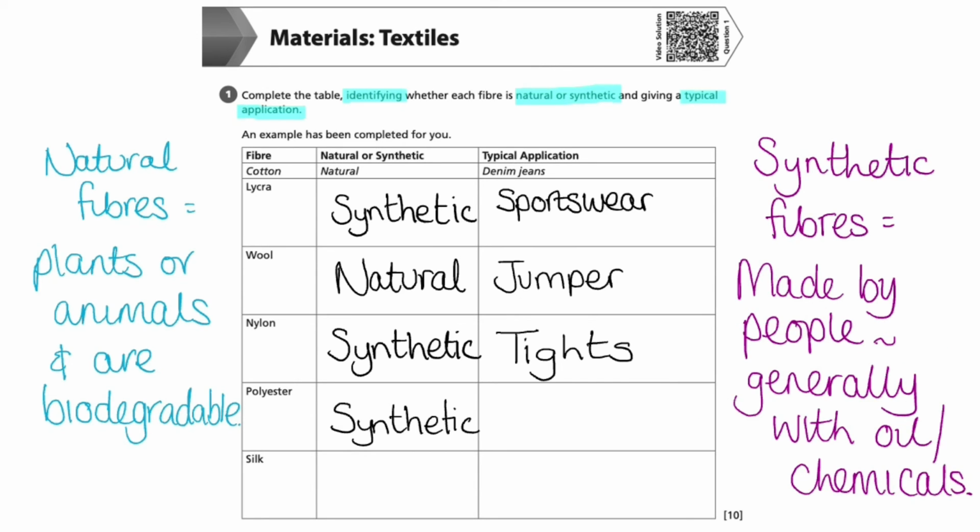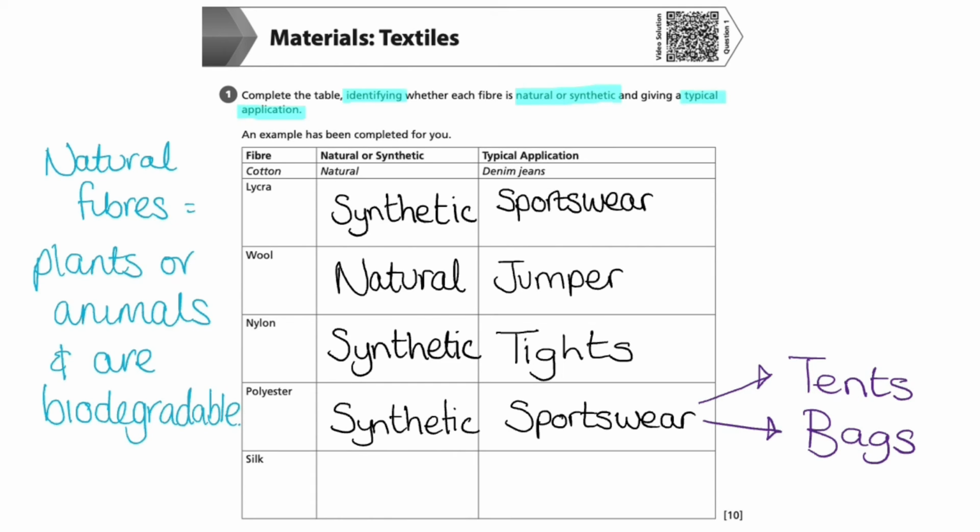Polyester is made from coal and oil. Therefore, that makes it a synthetic fibre also. It is strong and durable, elastic and crease resistant, which makes it an excellent choice for sportswear. Tents and bags are often made from polyester also, because of the strong properties that it has.